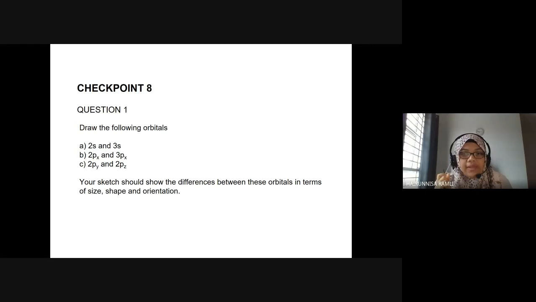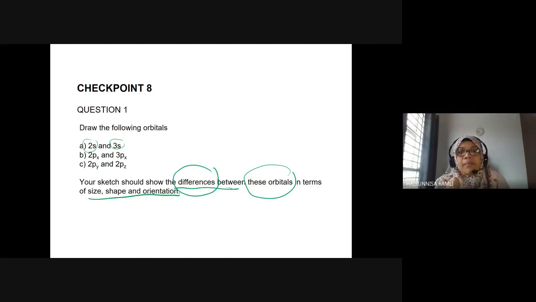Draw the following orbitals. A, 2s and 3s. B, 2px, 3px. C, 2py, 2pz. Your sketch should show the differences between this orbital in terms of size, shape and orientation. So, you tak boleh draw one by one. Faham tak? 2s, you draw lain. 3s, you draw lain. Sebab you have to show differences. Walaupun dia tak mention dalam soalan, maknanya you kena draw dalam axis yang sama 2s and 3s, then you differentiate. Bezakan. Faham eh maksud saya?